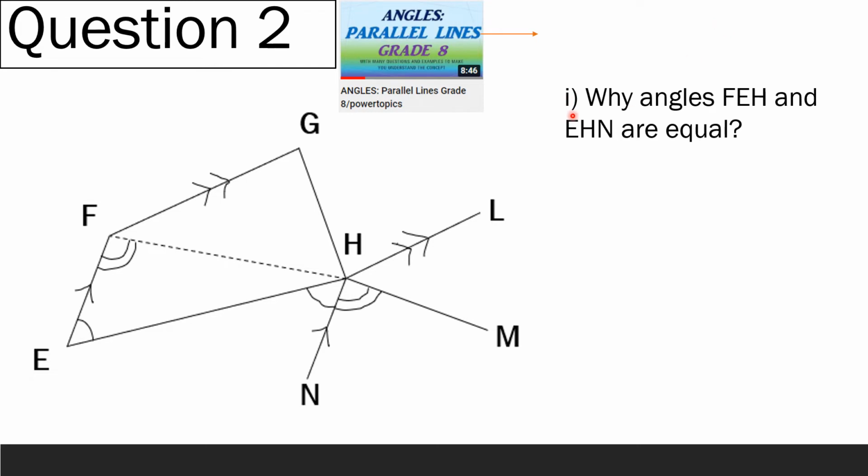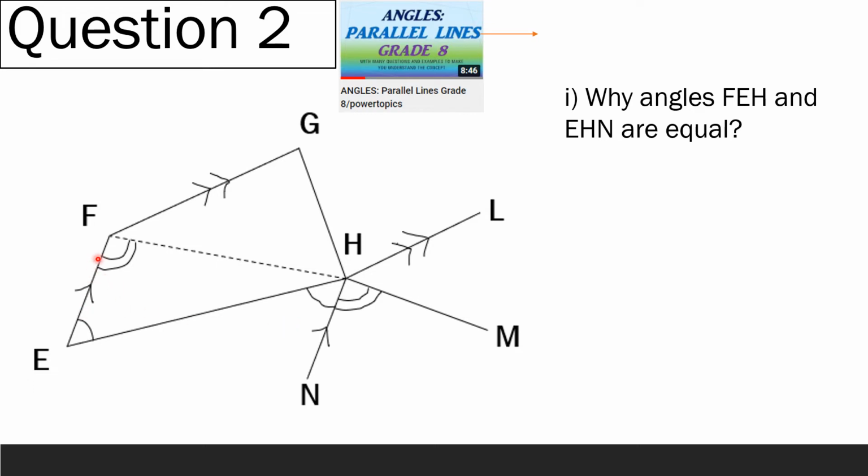So this is our first question. Why are angles FEH and EHN equal? So first, let us examine the diagram first.